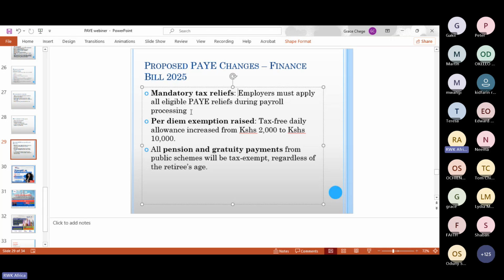The other is the per diem exemption, which is proposed to be raised from 2,000 Kenya shillings to 10,000 Kenya shillings. The other bit is all pension and gratuity payments from public schemes will be tax exempt regardless of the retiree's age. So these are some of the proposed changes that are in the Finance Bill 2025. Before we conclude, I'd like to take you through some changes that have been effected on the pay template.